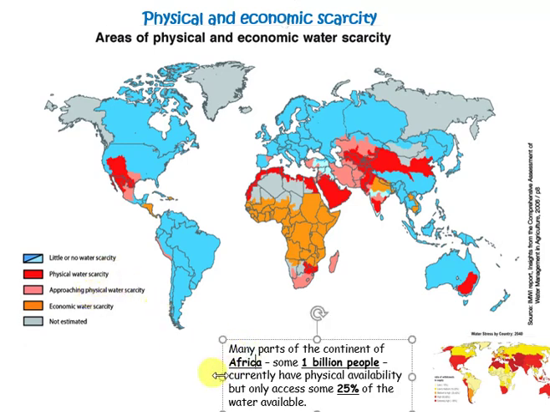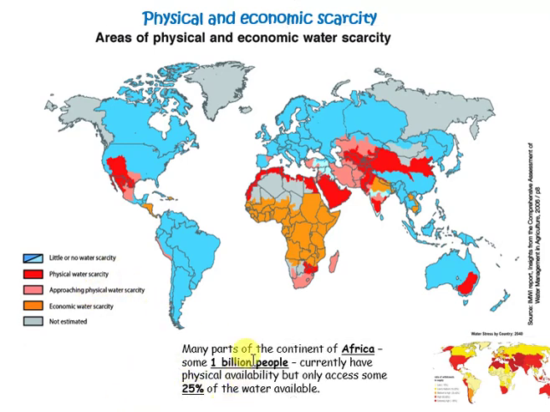I've just put a little fact here. Africa as a continent, approximately 1 billion people, they've got the physical availability. They've got the rivers. They've got the lakes. They might have the groundwater, but they can only access 25% of it due to water infrastructure, water technology, and funding. Yeah, that's the main case study with that.